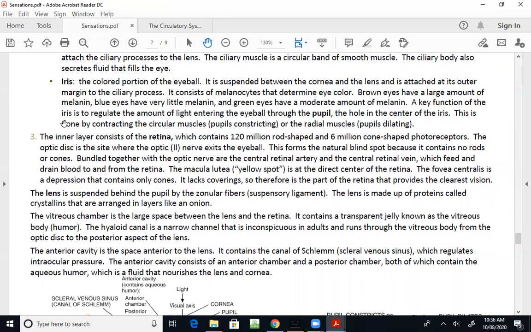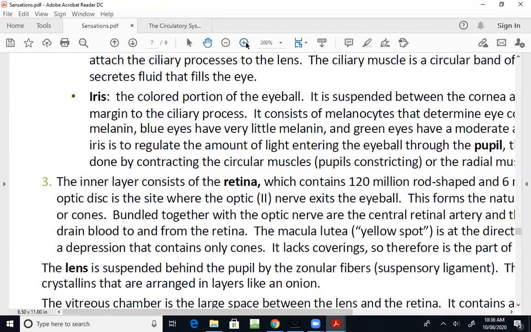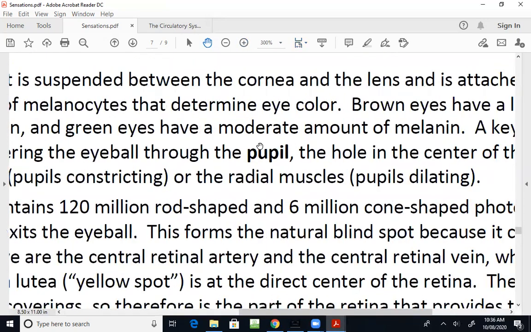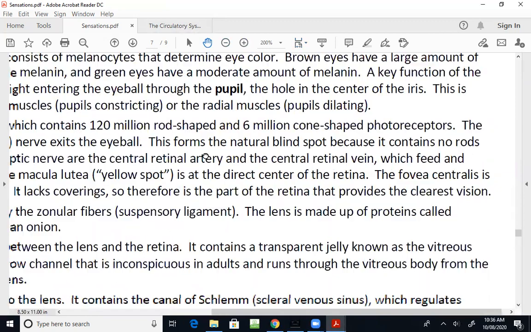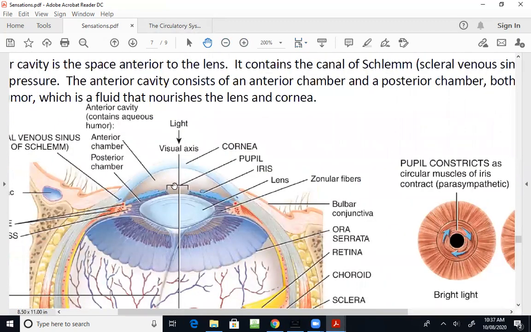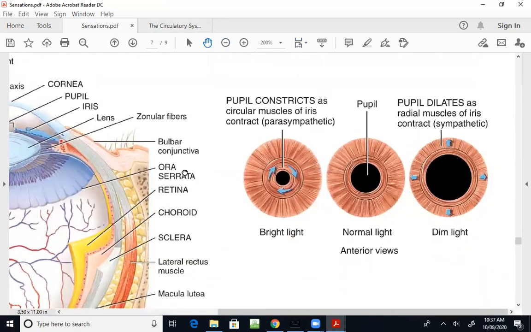A key function of our iris is to regulate the amount of light that enters the eyeball through what's called the pupil. Pupil, I think is something you actually had to fill in. I don't know if I zoomed over for you, sorry. The pupil is the hole in the center of the iris, so that's the black spot. And you can see it's represented here with the brackets. This changes the distance across based on the amount of light that we want to enter our eyes.